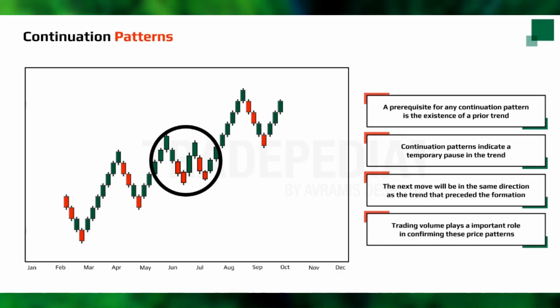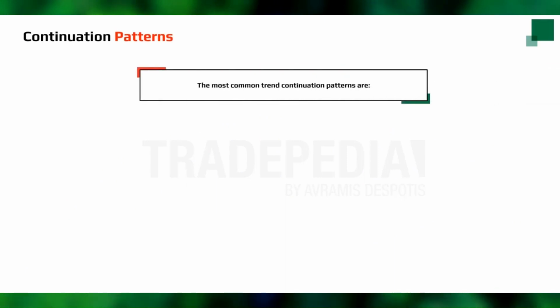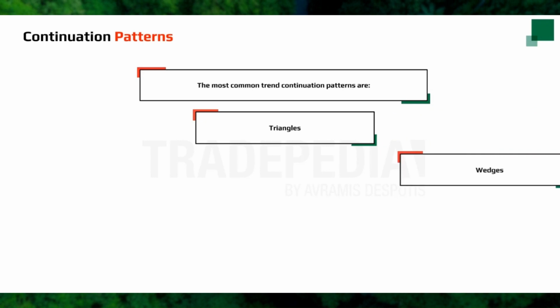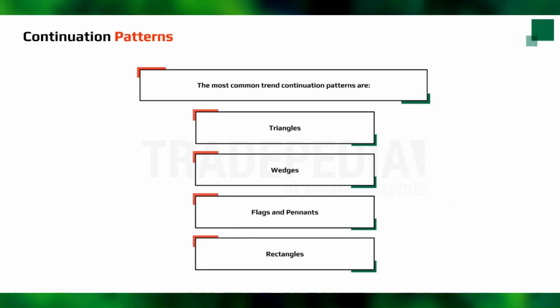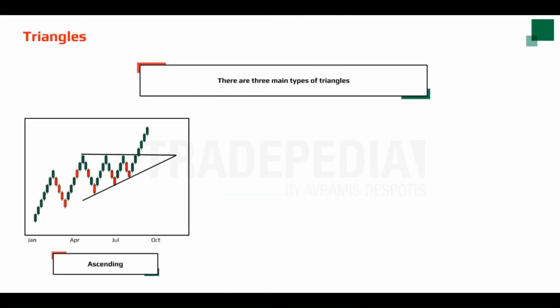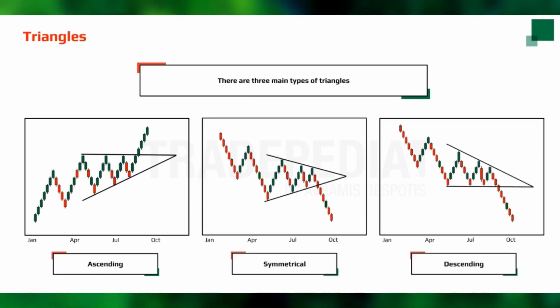Trading volume plays an important role in confirming these price patterns. The most common trend continuation patterns are triangles, wedges, flags and pennants, and rectangles. There are three main types of triangles: ascending, descending, and the symmetrical triangle, which can be both bearish and bullish.